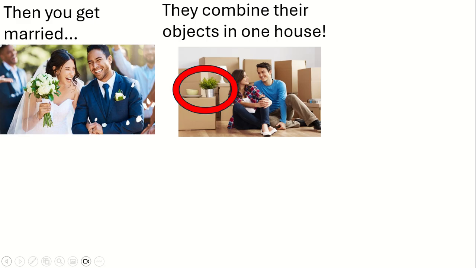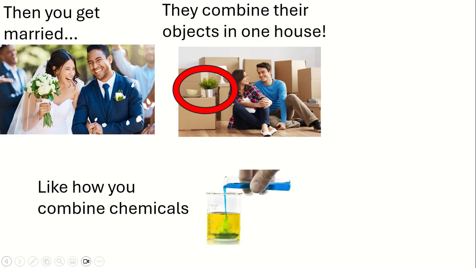So maybe you're going to have your husband's TV, and maybe you're going to have your sofa, right? So as you can see, their objects are combined. One box is for the husband, one box is for the wife. And it's the same thing as how you combine chemicals, right? Just as you combine different objects when you move in, when you get married, the same thing happens when you combine different chemicals, right?